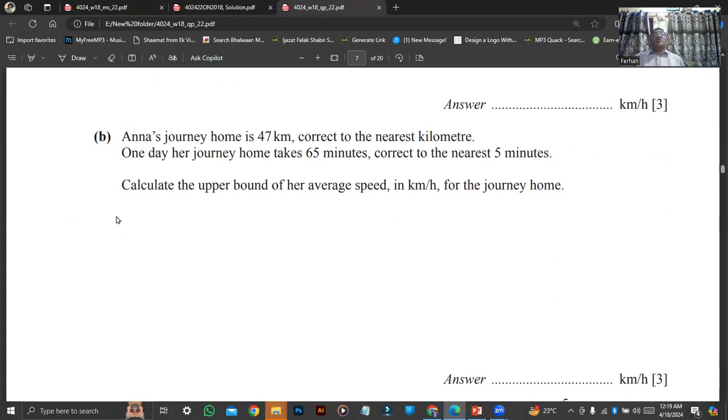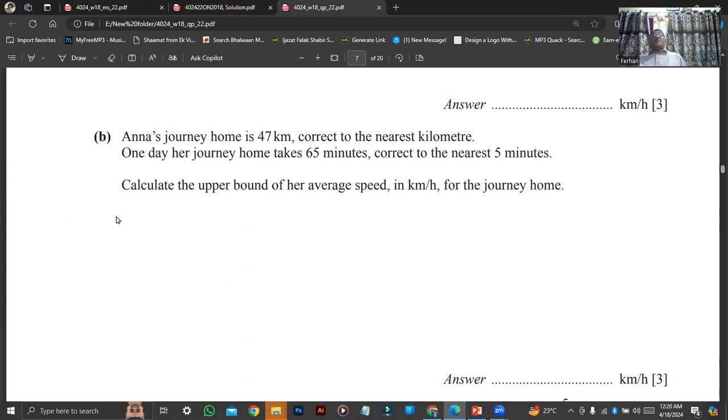One day, her journey home takes 65 minutes, correct to the nearest 5 minutes. So I will divide 5 minutes by 2, you get 2.5 minutes. So when you add 2.5 minutes to 65, you will get the upper bound, that will be 67.5 minutes. And from 65, if you subtract 2.5 minutes, you will get 62.5, and that will be the lower bound of the time.